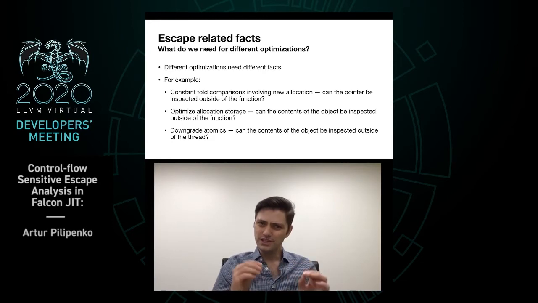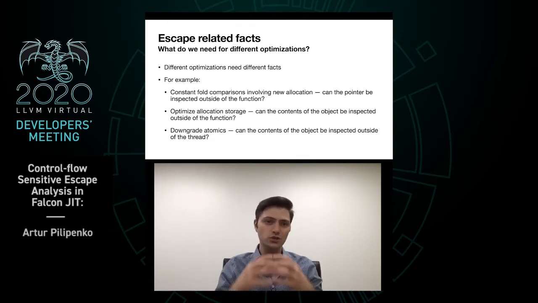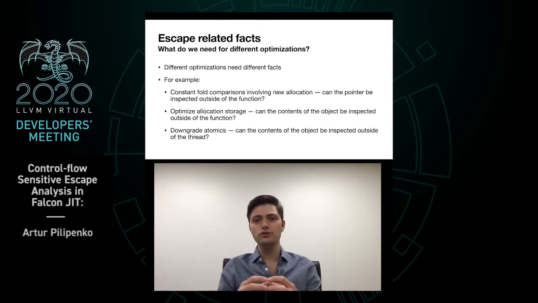Now, if we look at different transforms which use escape-related facts, we can see that they all need slightly different facts. For example, if we want to optimize a comparison between a newly allocated pointer and some other pointer, we need to make sure that the pointer to the newly allocated object cannot be inspected outside of the current function. Or if we want to optimize storage for an escaped allocation, we need to make sure that the content of the object cannot be inspected outside of the current function.